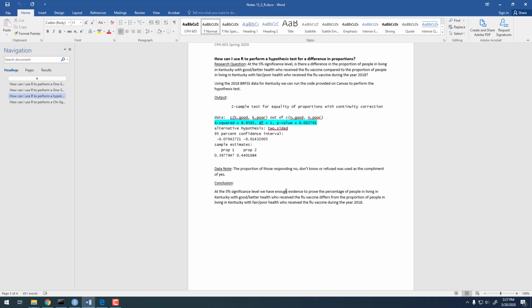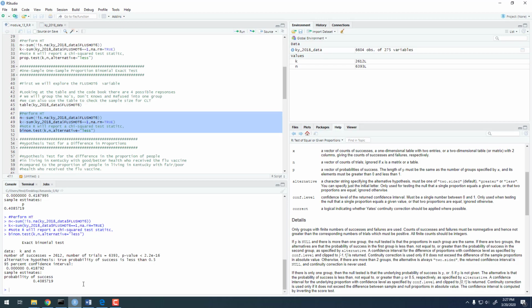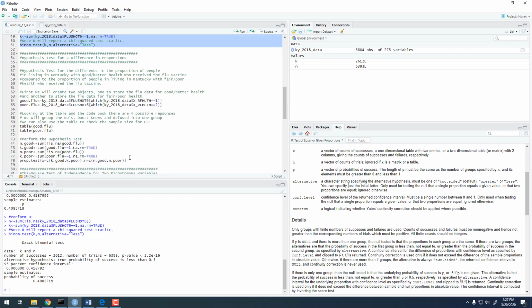So again, notice this is very similar to what we did when we looked at confidence intervals. And so we can use our data set here to perform this hypothesis test. All right, so looking at our hypothesis test, what we're going to do is very similar to what we did when we constructed the confidence intervals. So I'm going to first create two objects, one to store the flu data for those with good, better health, and another to store the flu data for those with fair or poor health. And so I've done that here.